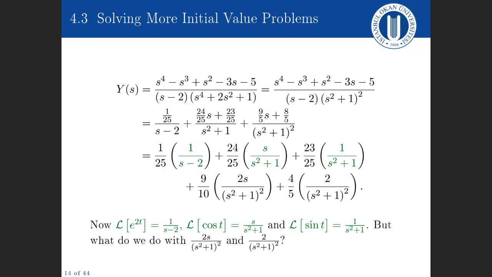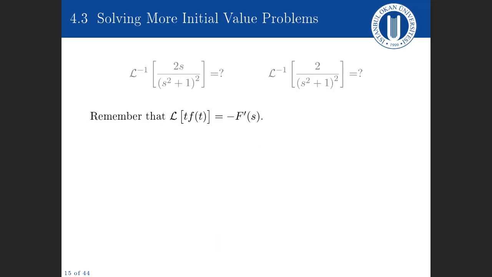Now, note that the Laplace transform of e to the power 2t is 1 over s minus 2. We'll need that. The Laplace transform of cos t is s over s squared plus 1. We'll need that. The Laplace transform of sine t is 1 over s squared plus 1. But what do we do with the last two? How can we find the inverse Laplace transform of these last two? Well, that's the key part of this example.